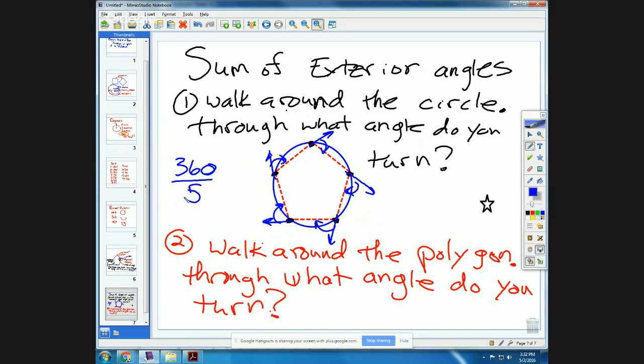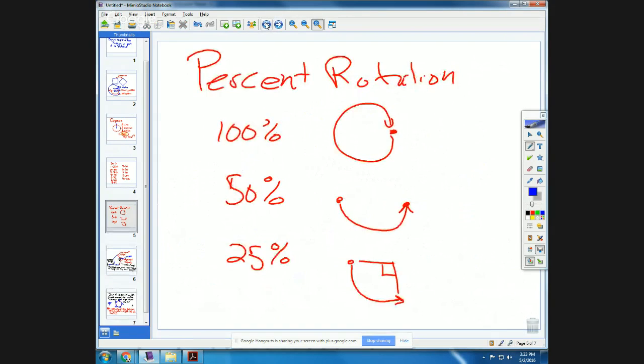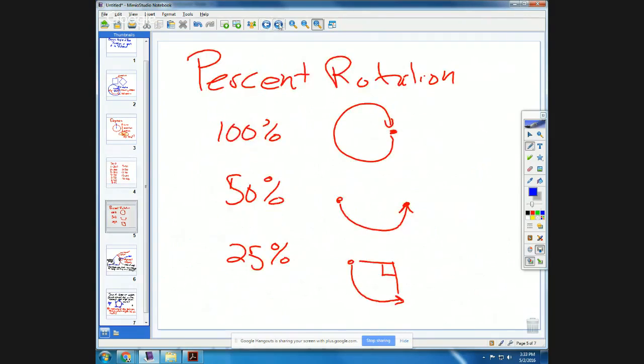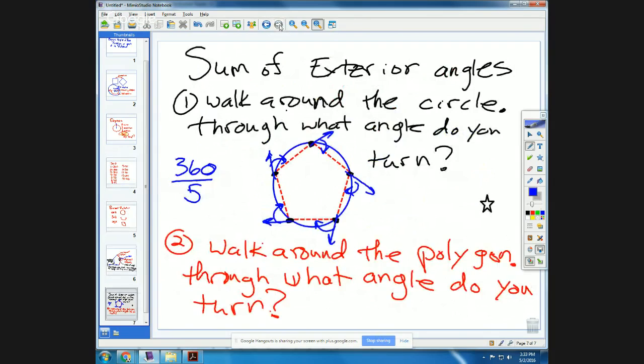And so I can pretty much translate that to any convex polygon. Doesn't matter whether it's 5 sides or 3 sides or 4 sides or 20 sides. Any individual exterior angle is always going to be 360 divided by the number of sides. I'm pretty sure that's 72 here. Yeah, 5 times 72 is 360. So a single exterior angle on a pentagon is 72 degrees.